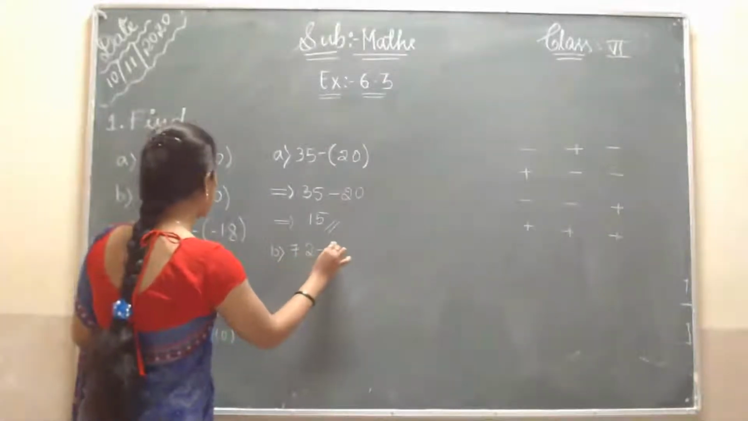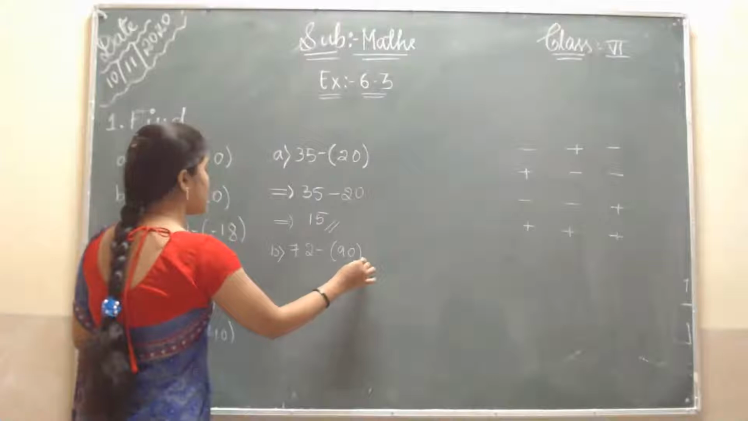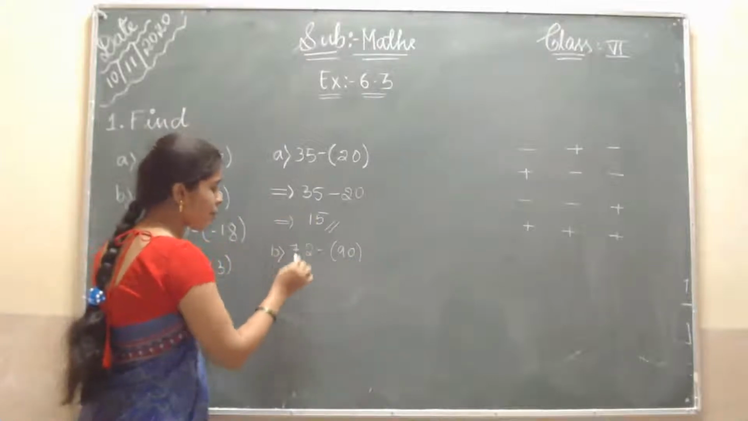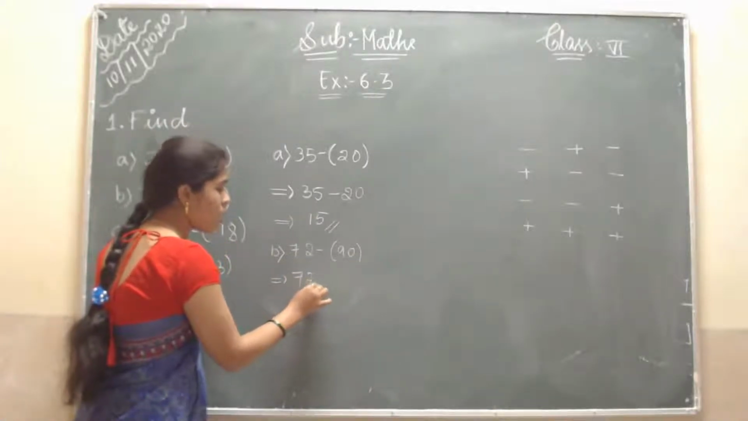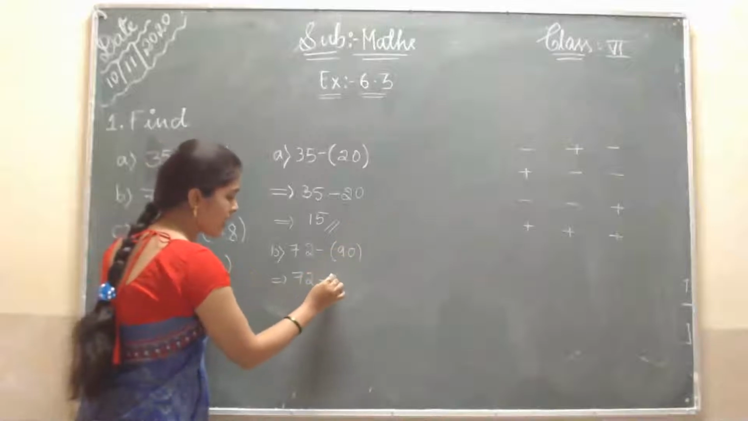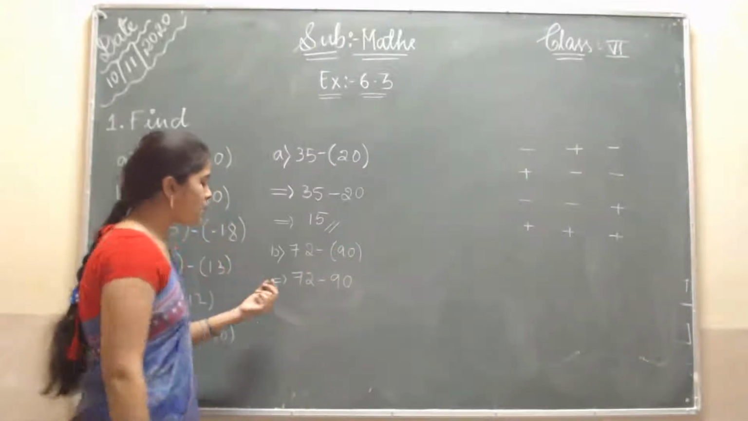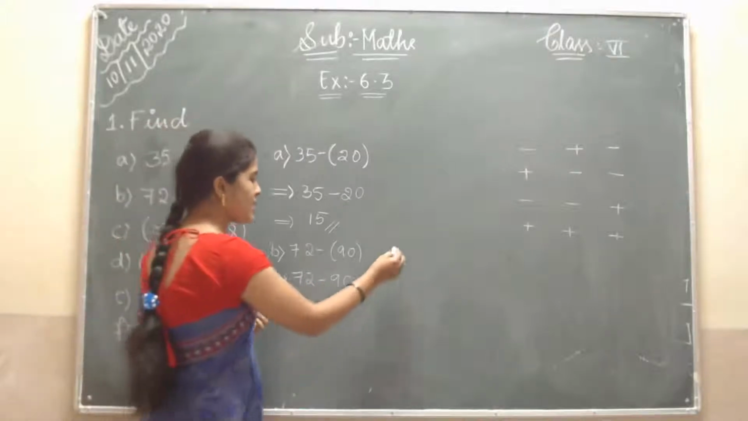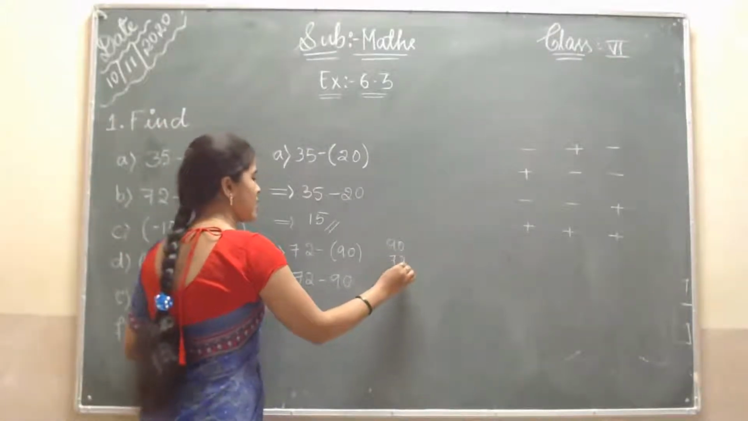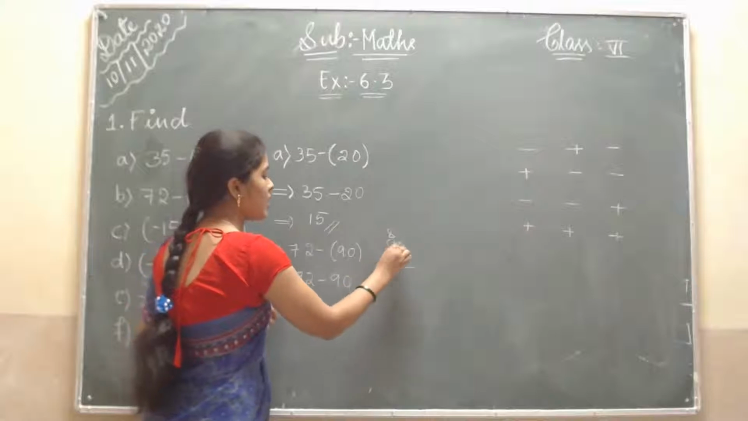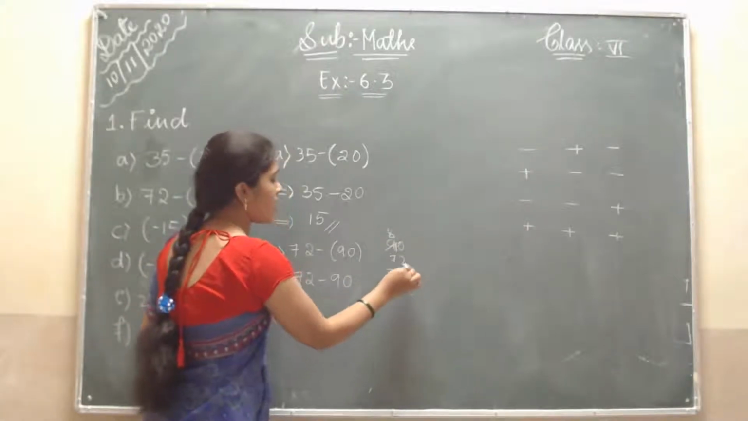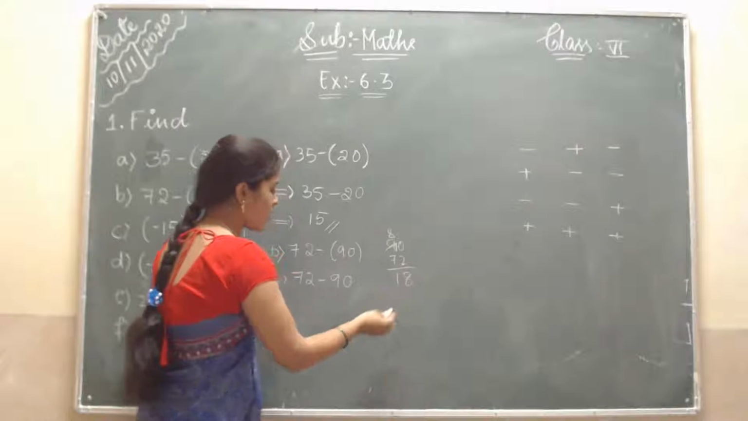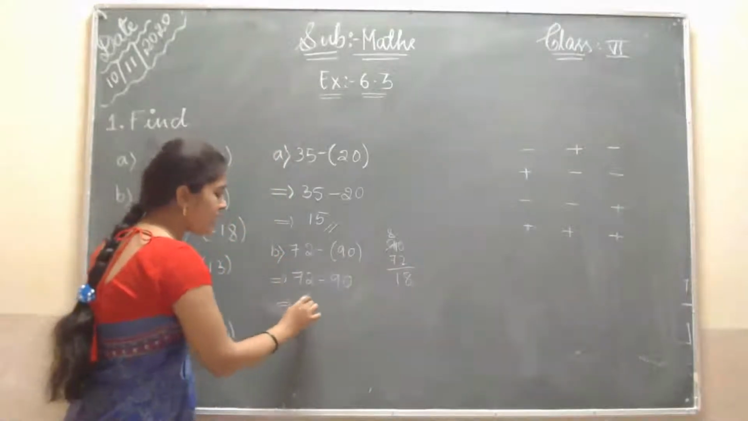72 minus 90. Yes, same procedure, same steps. 72 minus plus minus 90. One is positive, one is negative, so we have to subtract. 90 minus 72: 10 minus 2 is 8, and 8 minus 7 is 1. So what we are getting here is 18.